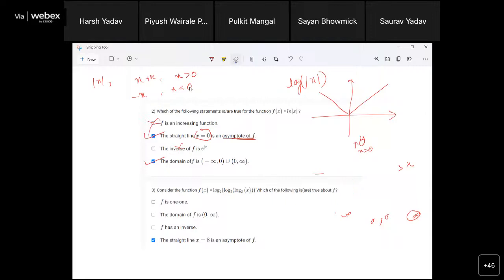The third option is not true, sir. Yes. Why is the third option not true? Which one? Third option. Why is it false?